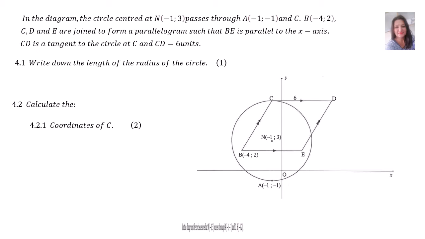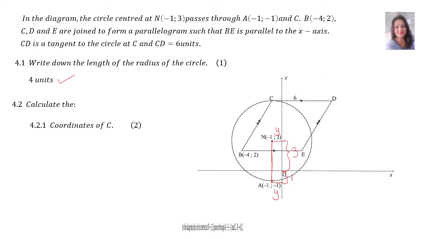So the radius of this circle you will find there, and we know that the y-coordinate of N is 3 units. So that means this distance from there up to the origin will be 3 units. And then at A, the y-coordinate is -1, so that distance will be 1 unit. Therefore, if you add 3 plus 1, you will find that the length of the radius is 4 units, and that is worth 1 mark.